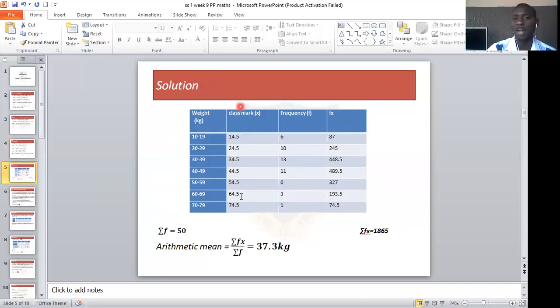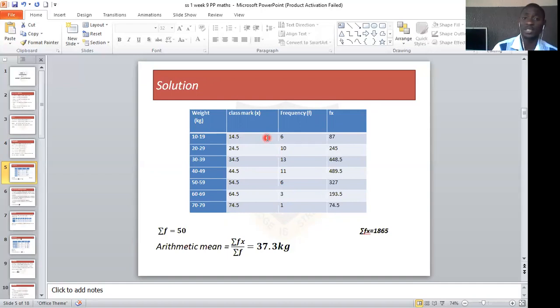And look at the class mark. How do you get your class mark? I told you this is the median. That is the addition of the lower class limit and the upper class limit. Here 10 is the lower class limit, and here 19 is the upper class limit. Add the two together, divided by 2, will give you the class mark. That is 10 plus 19 divided by 2, which gives 14.5. You do the same for all the classes.